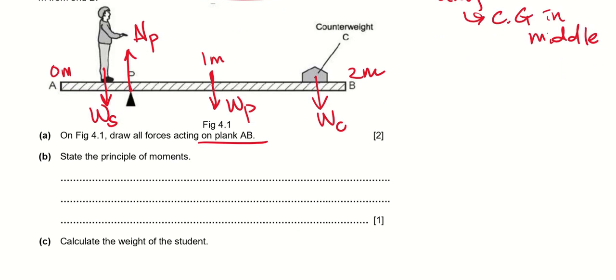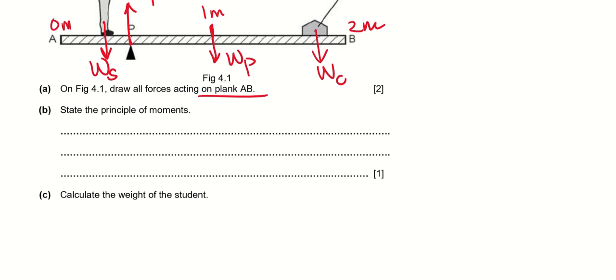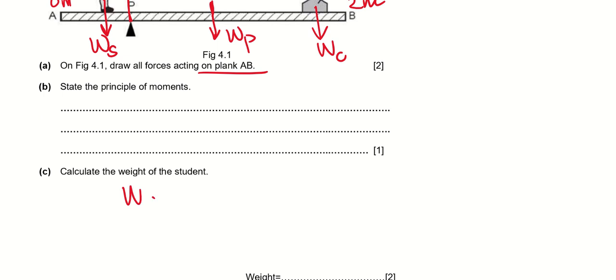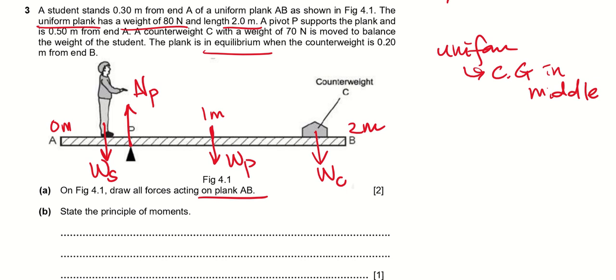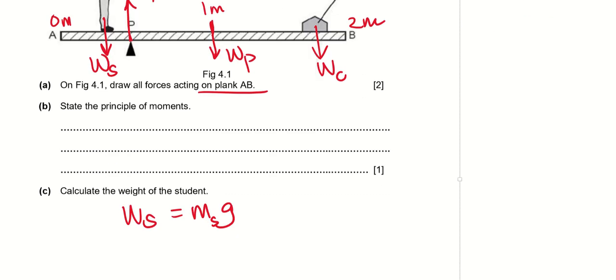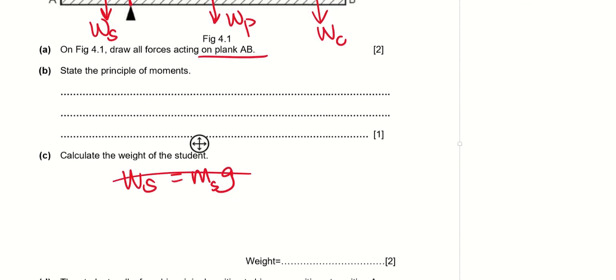Now state the principle of moments. You should memorize this. Now calculate the weight of the student. Now the weight of student is WS. I need the mass of the student and I need the g. Now what is the mass of the student? Is it stated? No, it is not stated, right? That means I cannot use this formula.